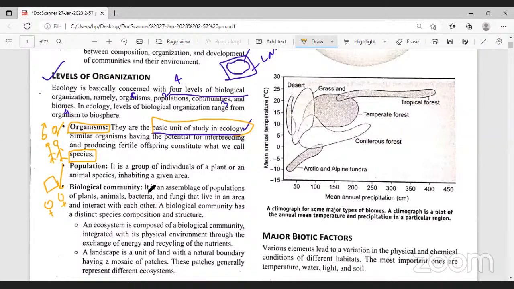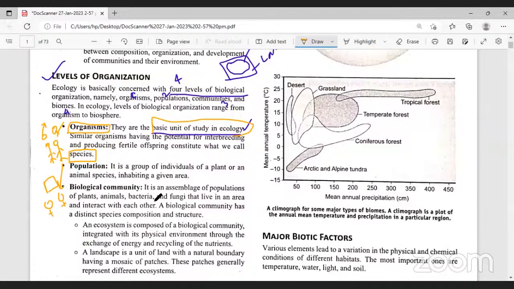That is the change. The population is a group of individuals of a plant or an animal species inhabiting a given area. In the given area, how many people are living, that is called population, isn't it? So that is the second point. And the third one is called biological community.